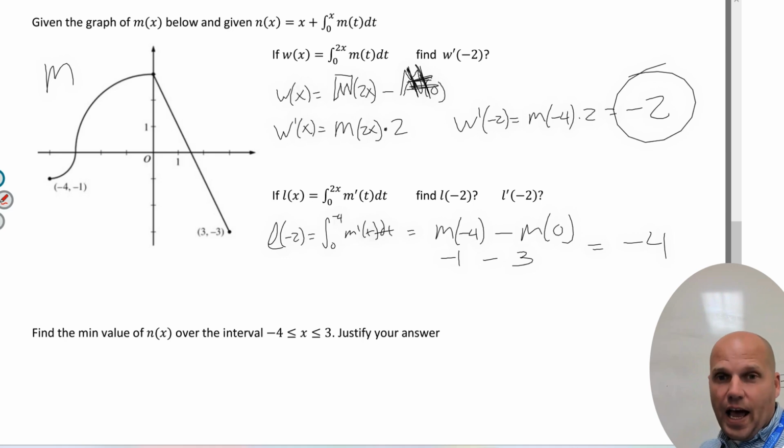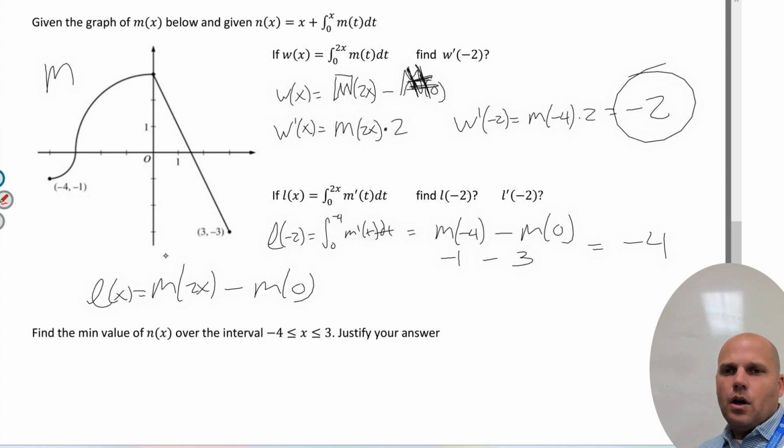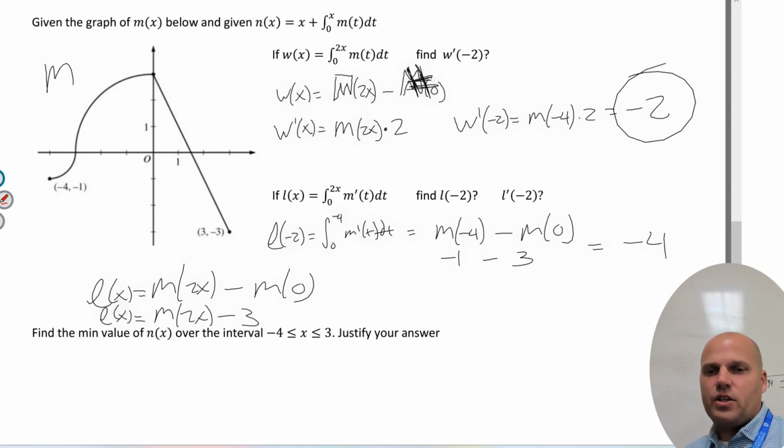You could have also said L is m of 2x minus m of 0. Okay, well, m of 0 is 3. So you could say it's m of 2x minus 3. Cool. Which means if you want to find L of negative 2, it's m of negative 4 minus 3. It might be easier to have those numbers in there.